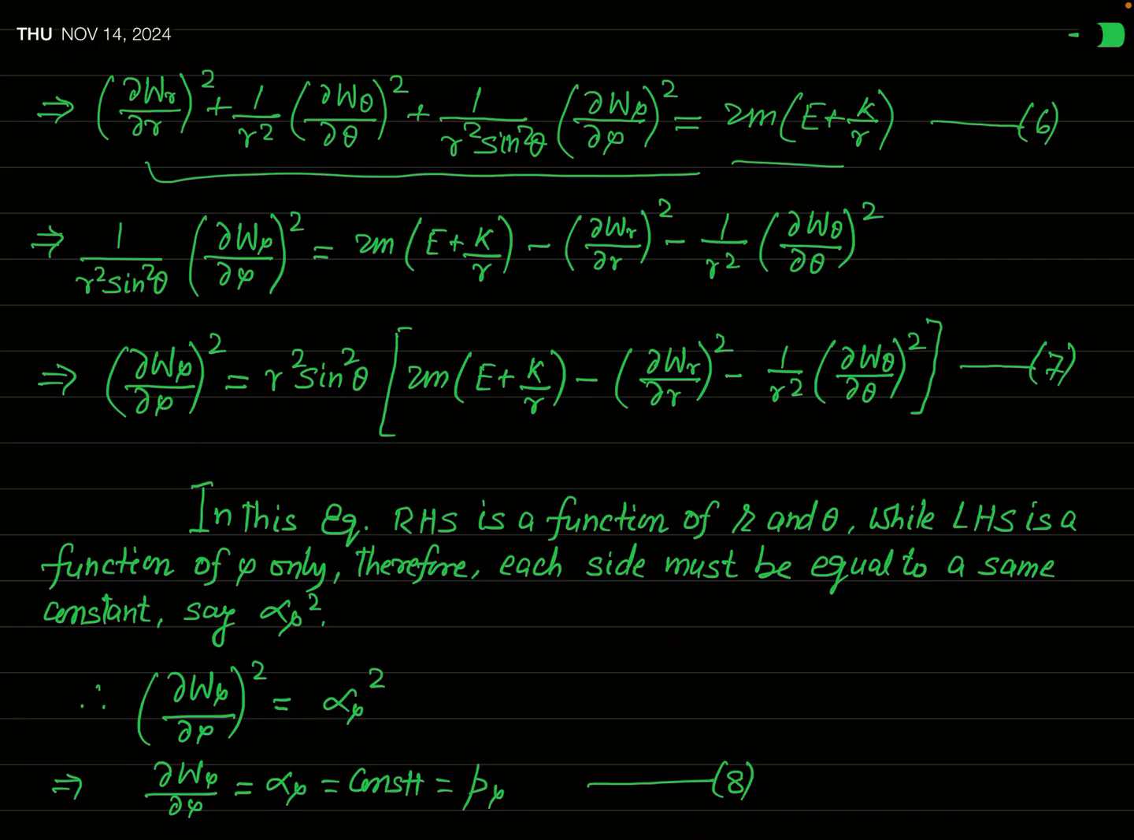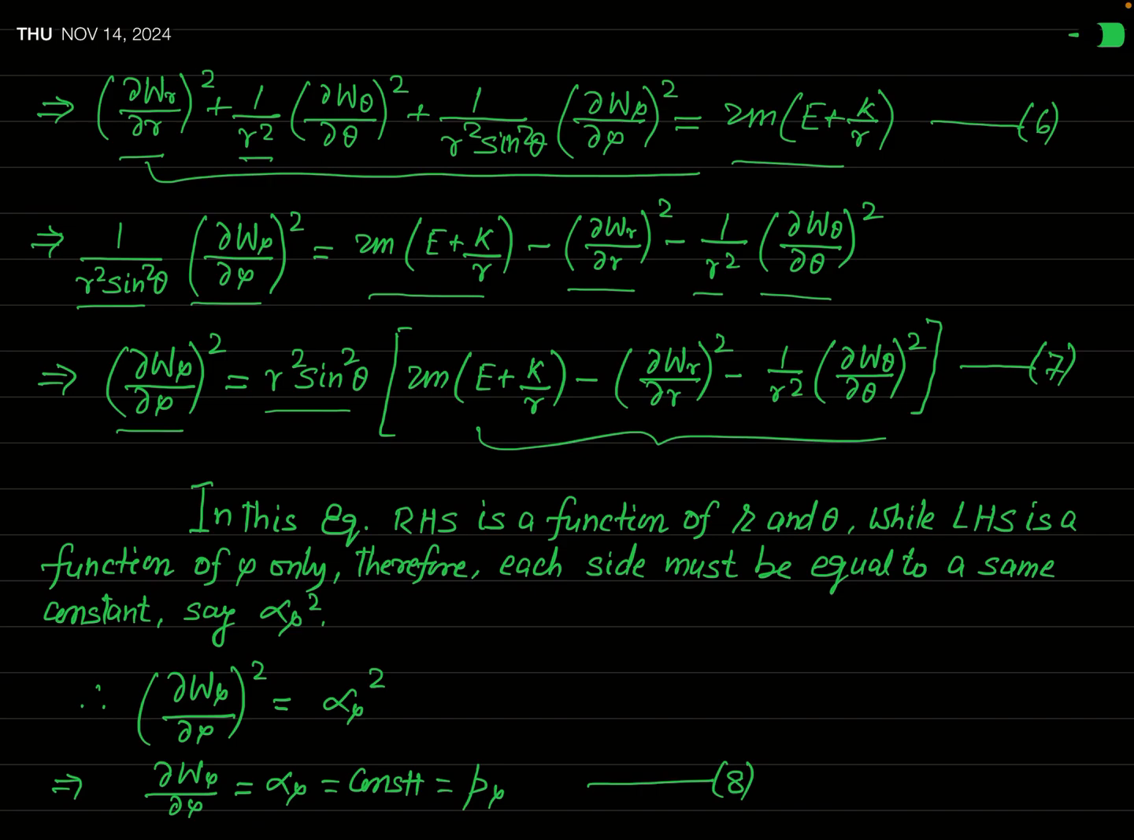Since there are 3 variables, in 2 steps we will be able to separate the variables. Now let us see. If you find the value of 1 over R squared sin squared theta (del W phi by del phi) squared, you have to bring the first 2 terms to the RHS, and after bringing them, your result will be 2m times (E plus k by R) minus (del W_R by del R) squared minus 1 over R squared (del W theta by del theta) squared. And therefore, you can easily say that (del W phi by del phi) squared is equal to R squared sin squared theta times this much.